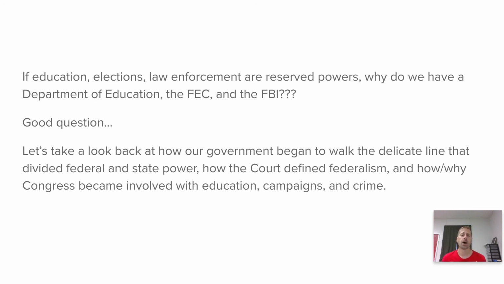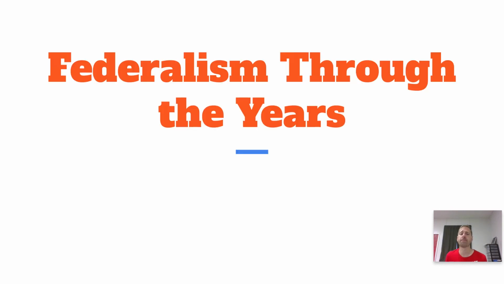We're going to stop here because what we're going to be looking at in the next video is how the government changed over time and how the courts defined federalism. And how in the world did we ever get the Department of Education and the Federal Election Committee and the FBI? How did that come out if they're reserved powers? So we're going to be looking at federalism through the years. So it's kind of like a walk back through history.